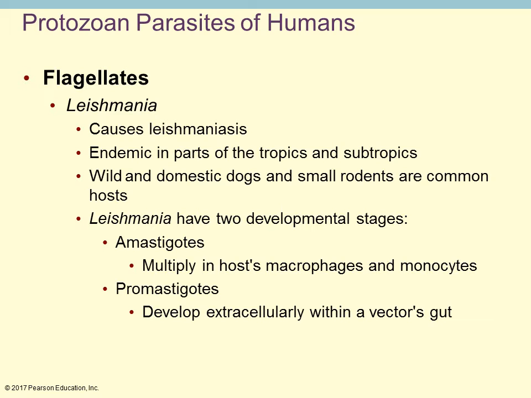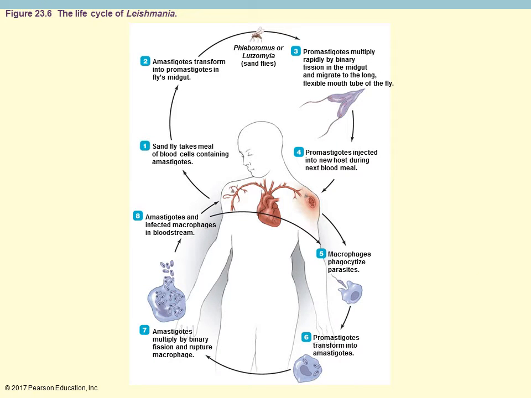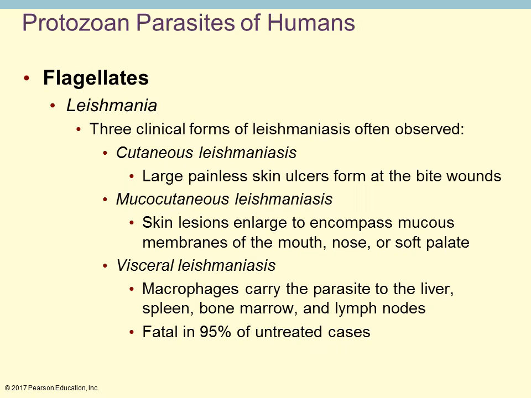Leishmania is endemic in parts of the tropic and subtropic areas. Other hosts are also dogs, small rodents. Typically, there's 2 different developmental stages, which is often seen with any of the parasites. Once again, there's 3 different clinical forms. Cutaneous, as the name implies, tends to form ulcers on the skin from where the bite occurred.